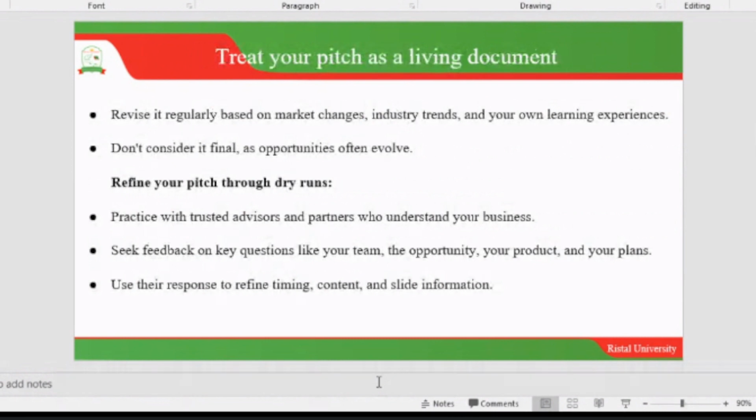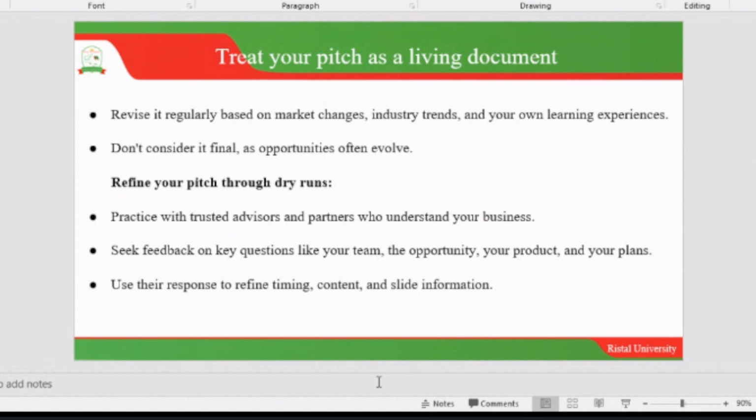You also need to treat your pitch as a living document. Even before you pitch, make sure that you revise it regularly based on market changes, industry trends, and your learning experiences. Before you present, there could be some things which will change about the information that you need to put in that pitch. So you shouldn't consider it final because there could be other opportunities, other changes that you need to add in.